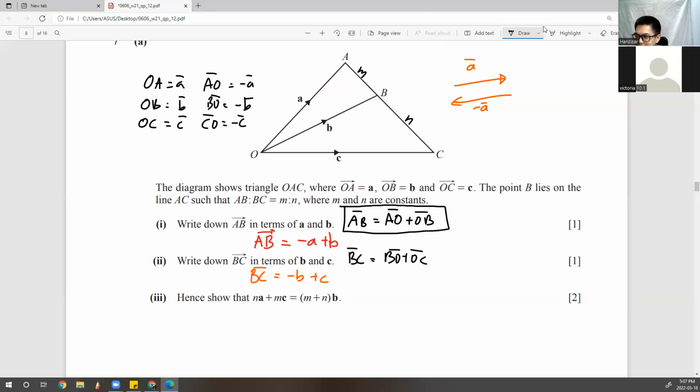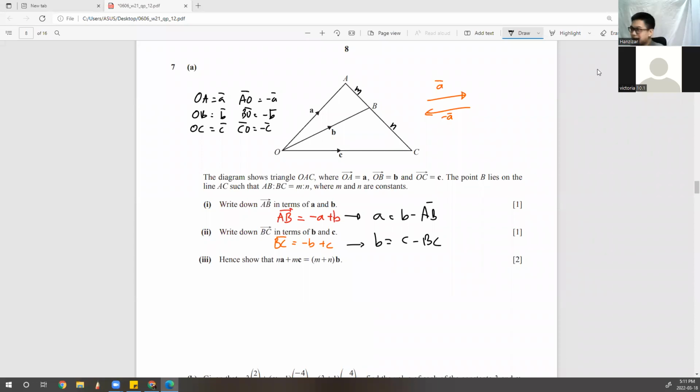a is OA, right? So n times OA, I write it down like this, plus m times OC equals m plus n times b. What is b in terms of OA and OC? This is OB, right? b is OB. So there you go, this is the vector. And what is OB? We need to find OB in terms of a and c, right? So part 3, we will skip for a while. I'm finding the formula.